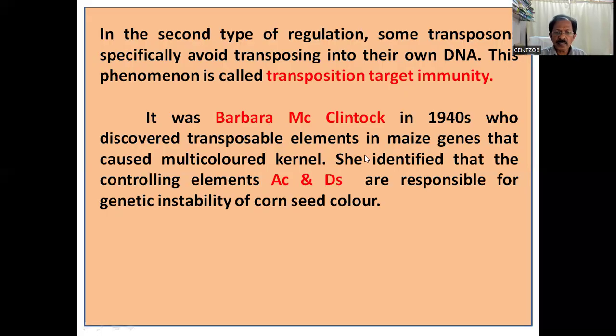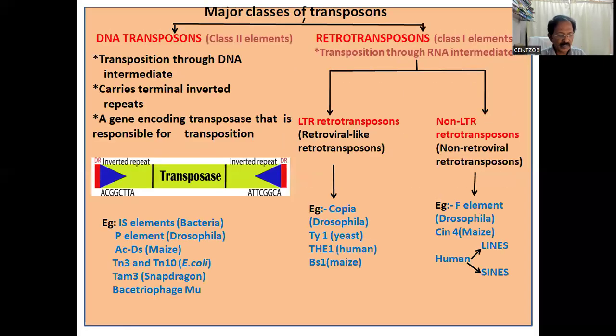It was Barbara McClintock in the 1940s who discovered transposable elements in maize genes that caused multicolored kernels. She identified that the controlling elements Ac and Ds are responsible for the genetic instability of corn seed color.